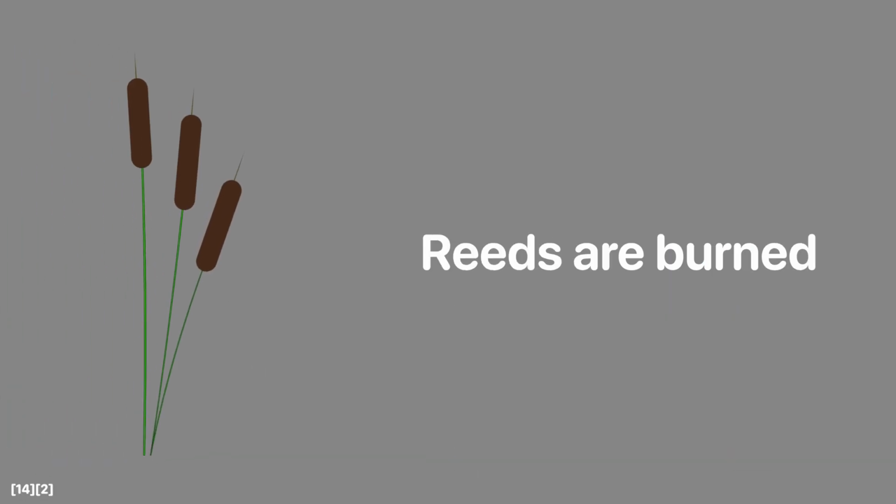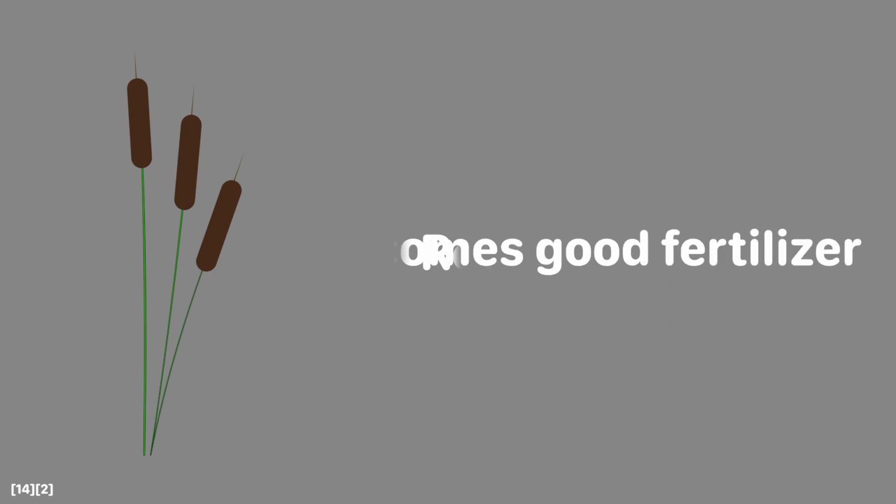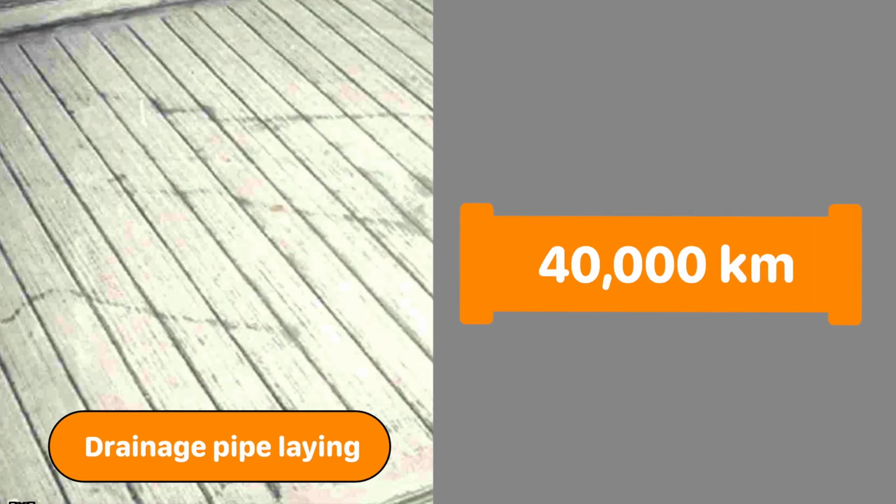In the end, the reeds are burned or taken out, and they act as good fertilizer for the crops that are to be grown in the newly formed land and help it get ready for settlement. They also fitted millions of drainage pipes to help drain the land more quickly and thus make it more fertile. The network of pipes reaches 40,000 kilometers.